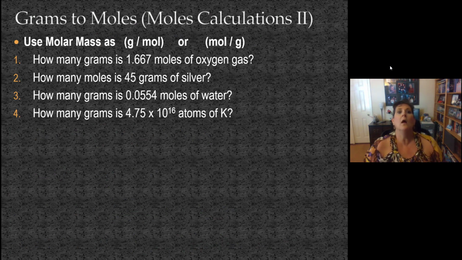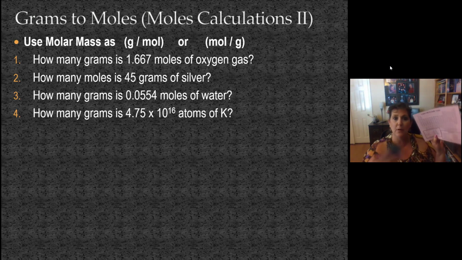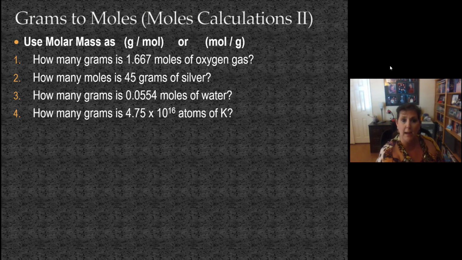All right, I want you to try numbers 2, 3, and 4 on your own. Seriously, hit pause, okay? You got your periodic table, you got your calculator, you got your brain. Work your brain. Try these on your own. I'll be back in a minute.